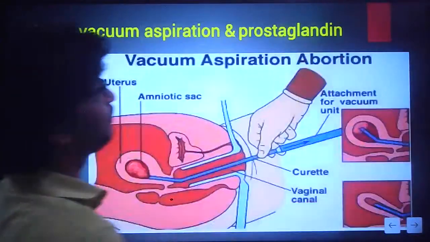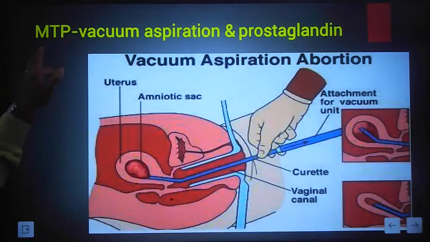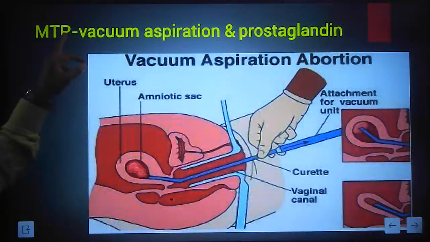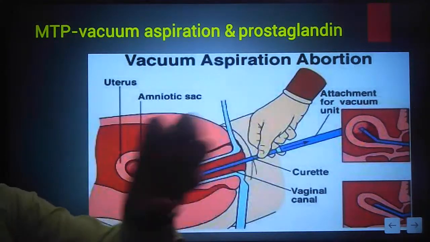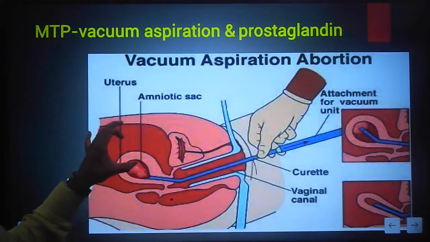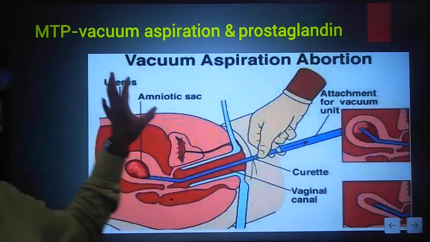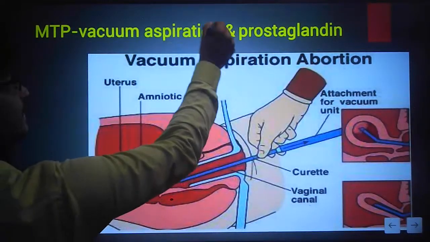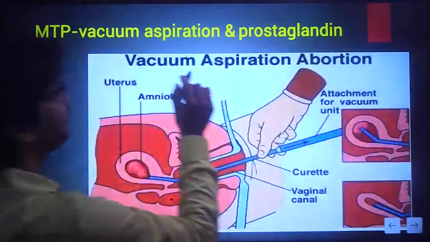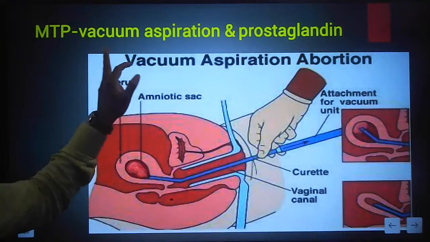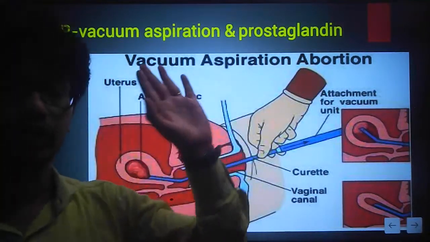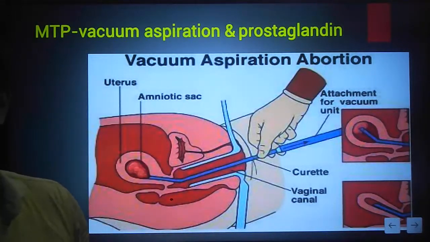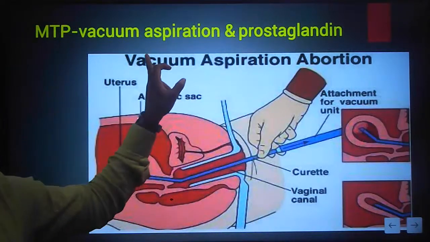Okay, well, the next technique in MTP is the second technique, which we call vacuum aspiration. What is vacuum aspiration? They insert a vacuum tube, like a suction pump, and remove the contents. In vacuum aspiration they will do this only up to 12 weeks. In this procedure they will not extend to 20 weeks. As you said before, of the 12 weeks and 20 weeks, vacuum aspiration is done only up to a maximum of 12 weeks.